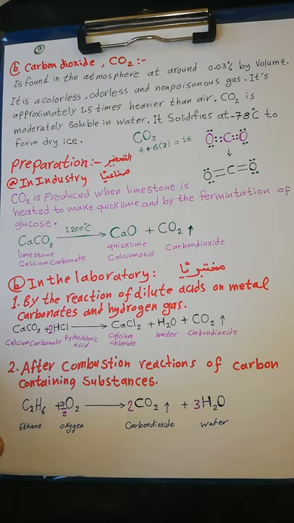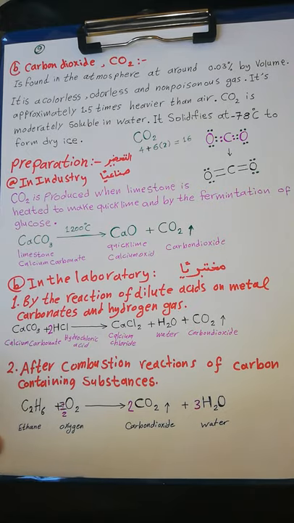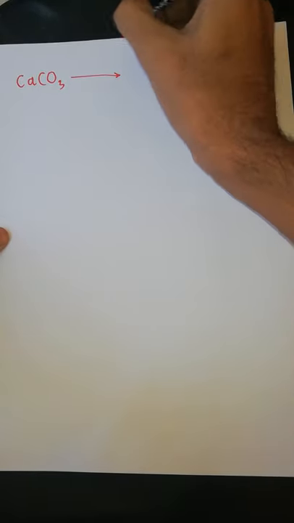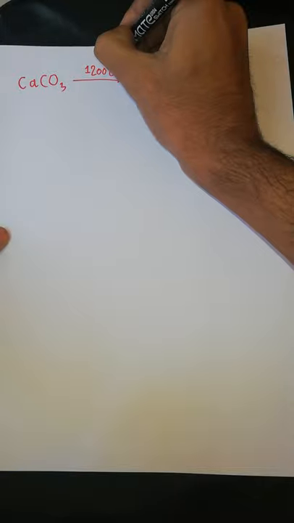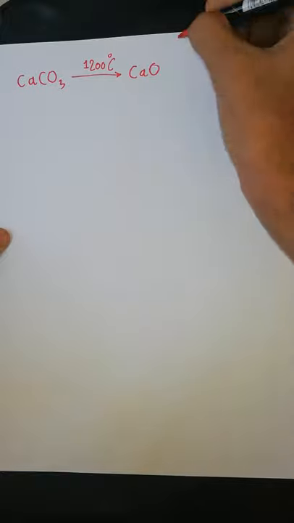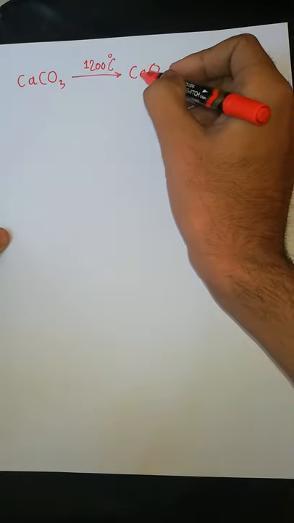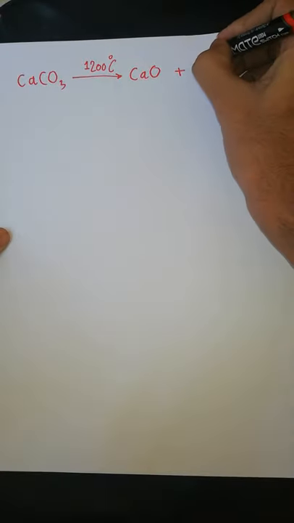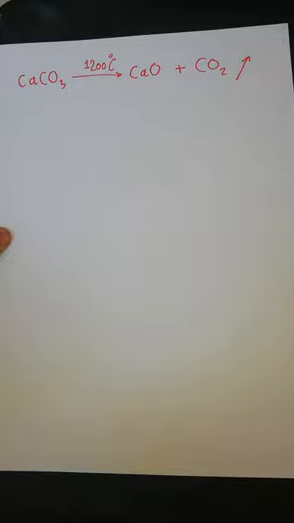Let's write this equation. CaCO3 is limestone, heating up to 1200 centigrade. CaCO3 will decompose and give me CaO. The calcium will take one oxygen. What will remain from the three oxygen? Calcium takes one, so two oxygen and carbon remain: CO2. This is a gas.